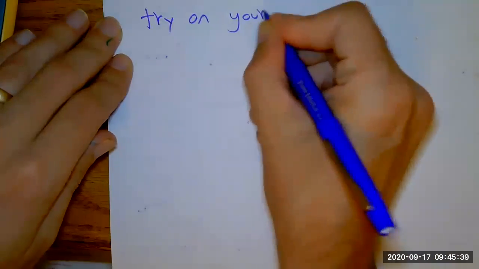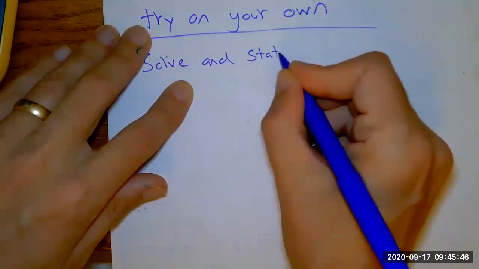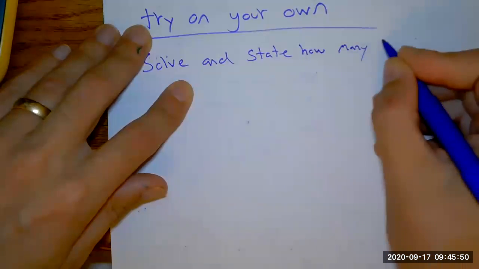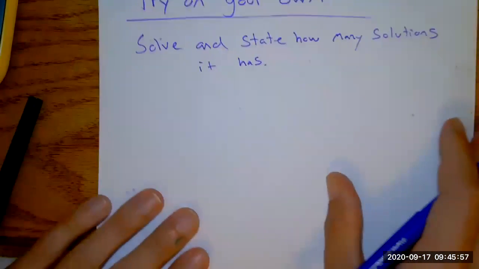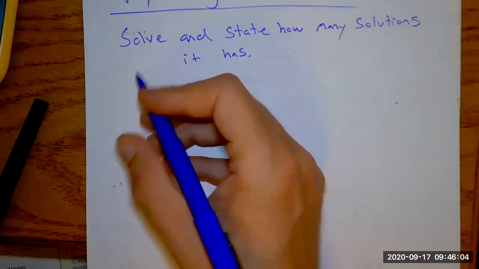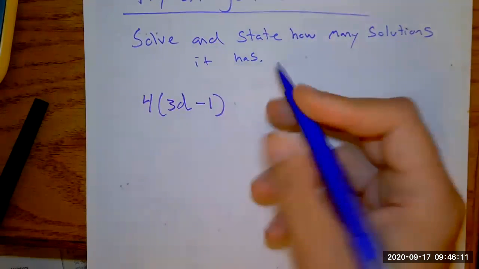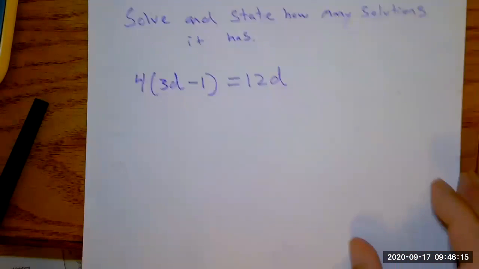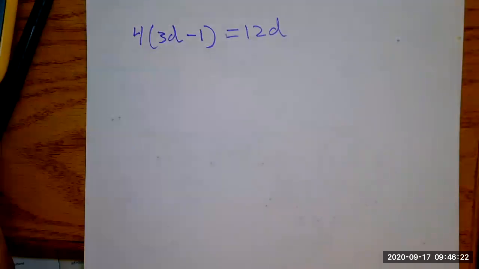Okay. All right, so we do have a little bit of time left. With that time, I would like you to try one out. I want you to solve and state how many solutions it has. So here's your problem: 4 times the quantity of 3d minus 1 equals 12d. I'm going to give you a minute to do this, because we're going to try to get two in.